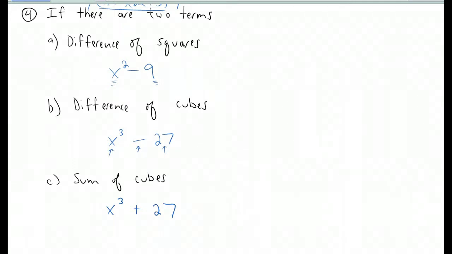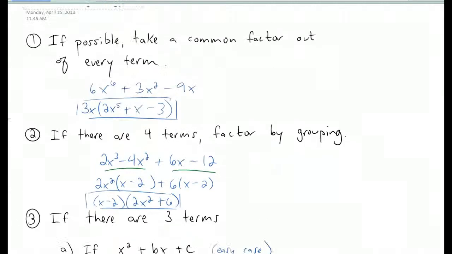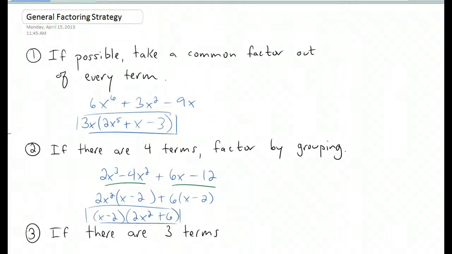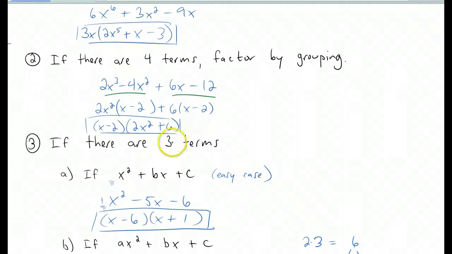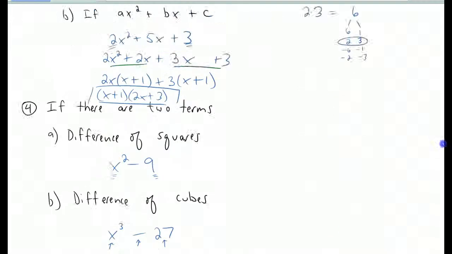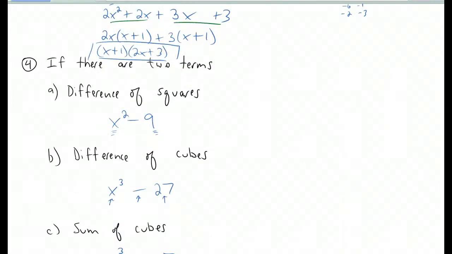So that's it. That is a general strategy for factoring, I would say 99% of the polynomials that we're going to see in our class. Take out a common factor, always do that, and then you can kind of break it down. You can say, are there 4 terms, are there 3 terms, or are there 2 terms? And then you can go from there.